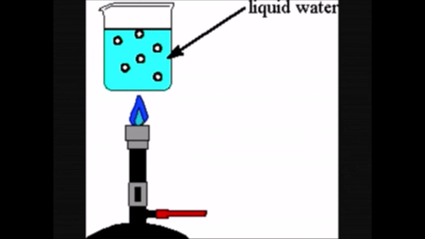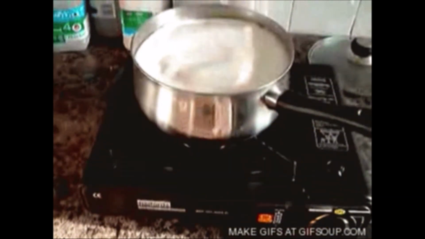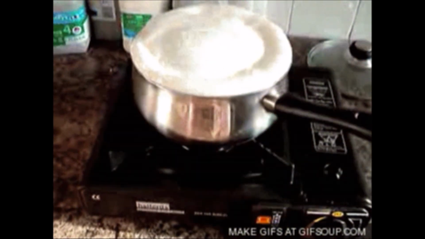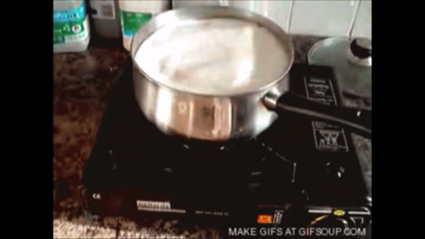form within the bulk liquid and then rise to the surface where they burst and release the gas. In order to form vapor, the molecules of the liquid must overcome the forces of attraction between them. The temperature of a boiling liquid remains constant even when more heat is added.